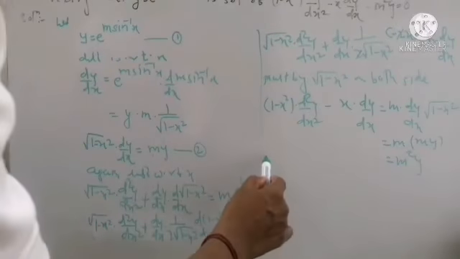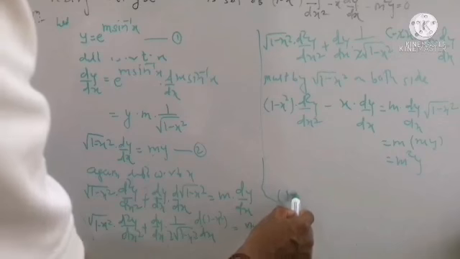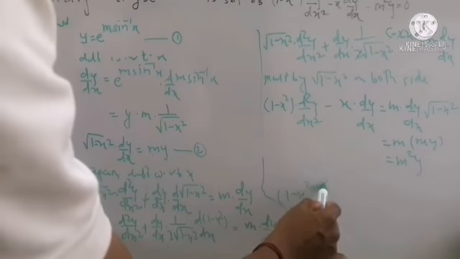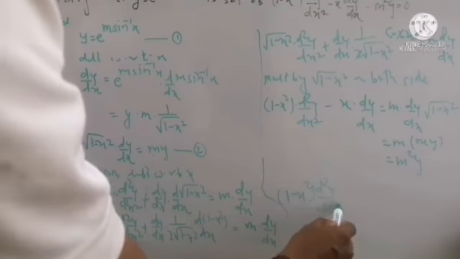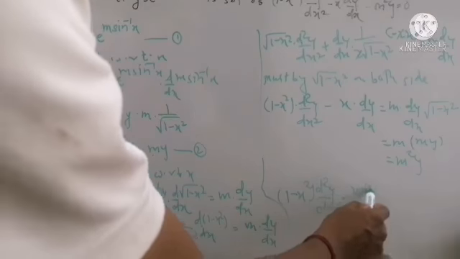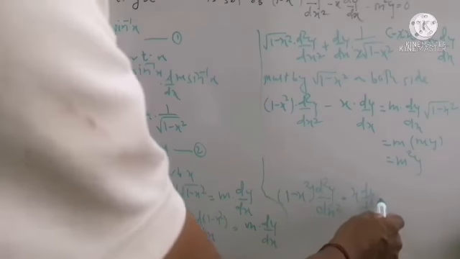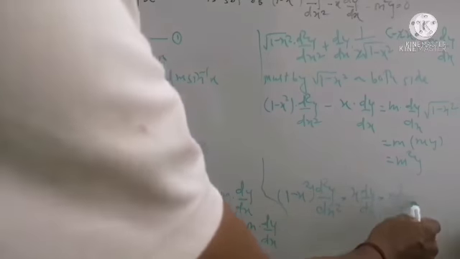Taking it to the left hand side, we get the differential equation 1 minus x square into d square y by dx square as the first term, minus x dy by dx as the second term, and this plus term will become minus m square y is equal to 0. Now this is the required differential equation which we have to solve.